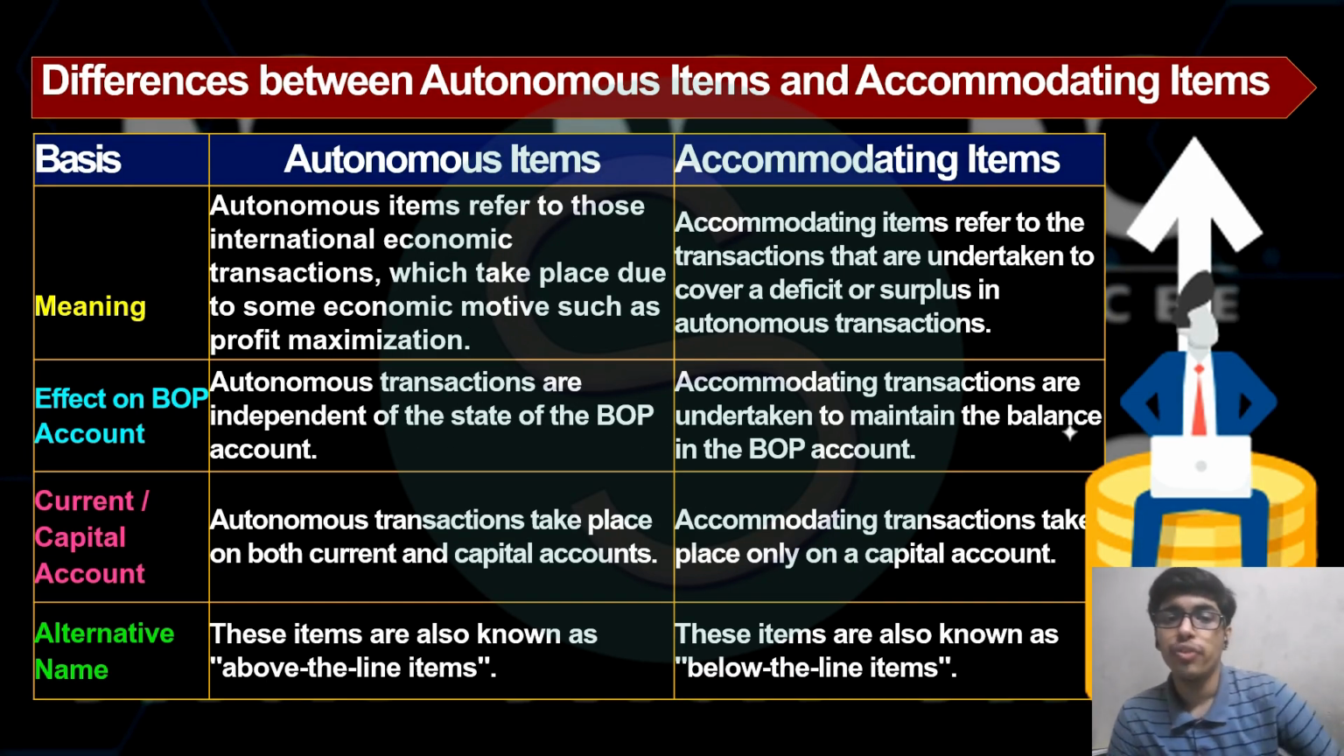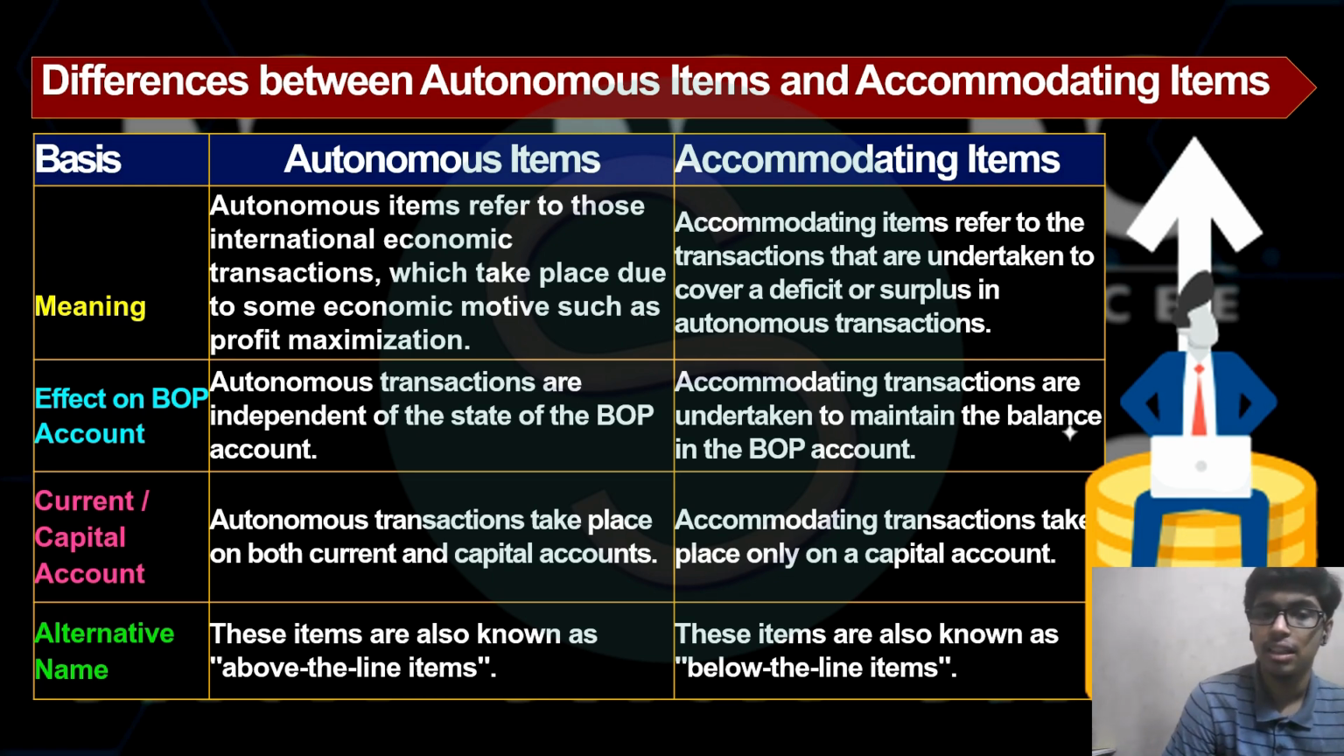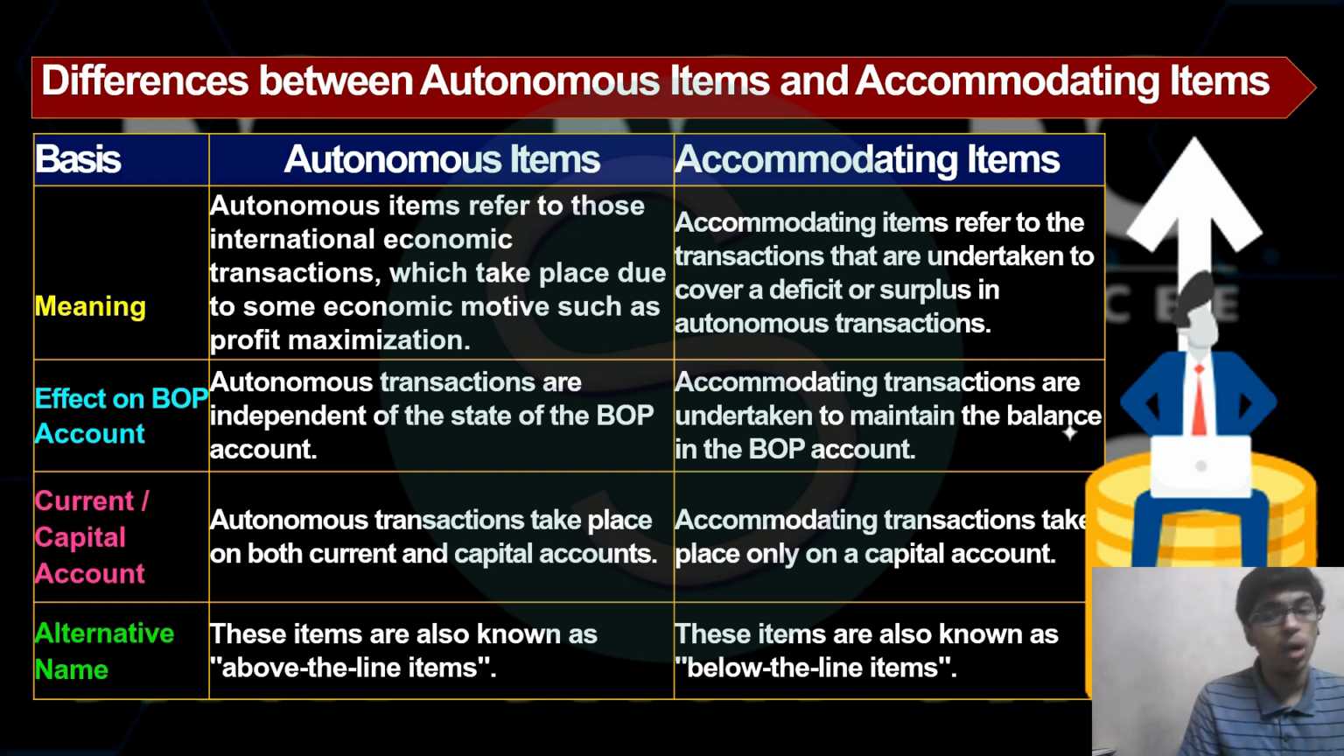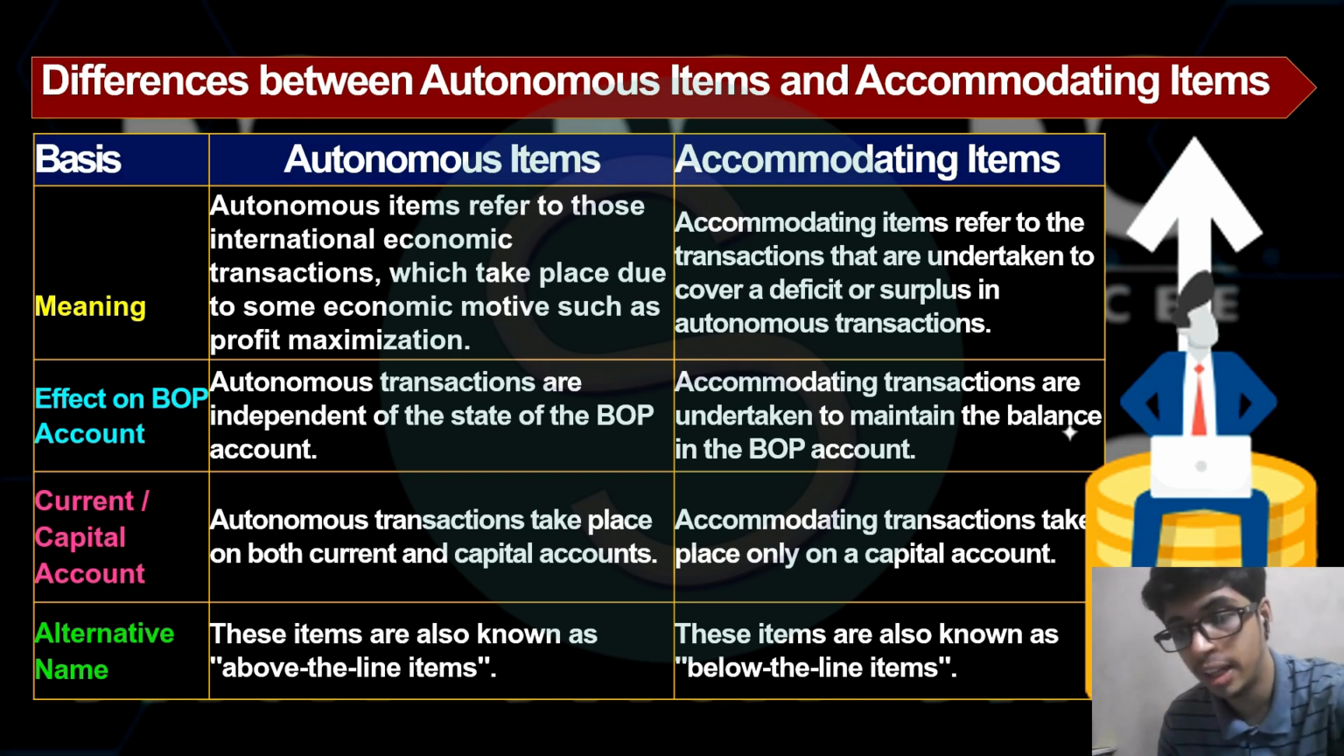Here is the difference between them. First is meaning. Autonomous items are those having an economic motive, whereas accommodating items are those which cover the gap in the BOP. On the effect on the BOP, autonomous transactions are independent of the BOP nature and have no effect on it. Accommodating transactions maintain the balance and correct the disequilibrium situation. Autonomous transactions take place in both current and capital account. Accommodating transactions take place only in capital account, not in current account. A very important point, so you must know and remember this.